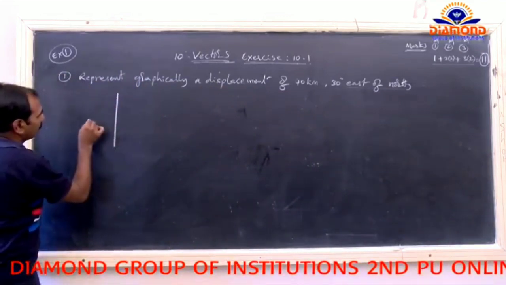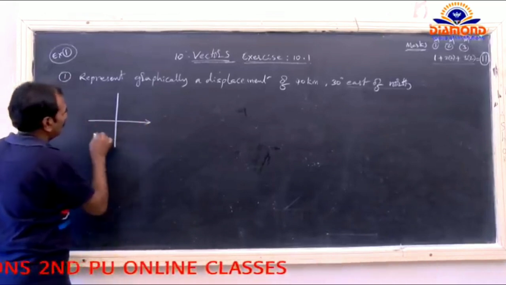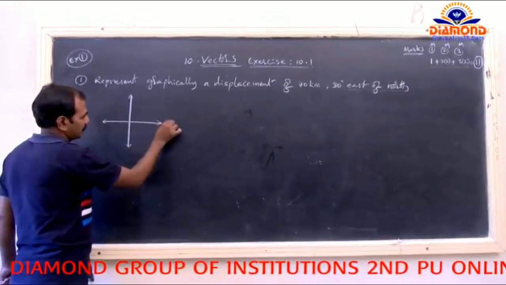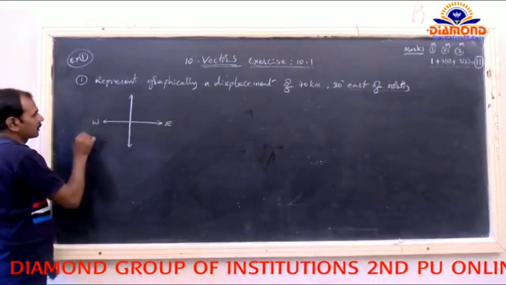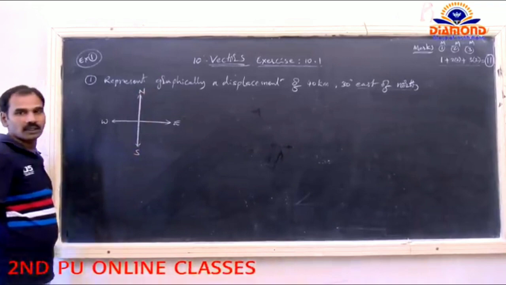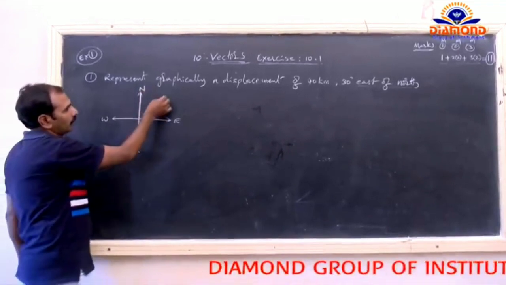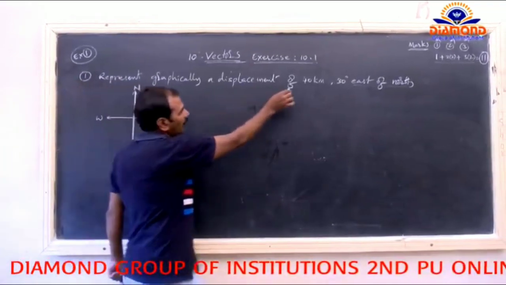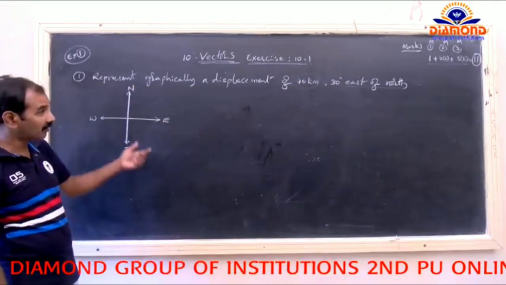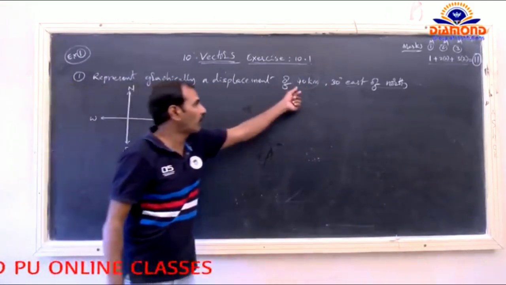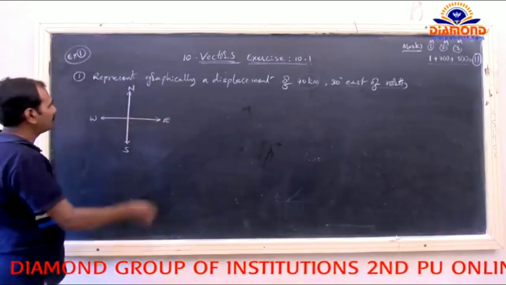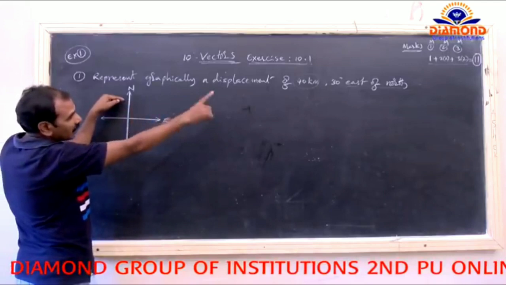sides. It means, if you think it is east, opposite west, east, west, north and south. So here, how many kilometers? What is the displacement? 40 kilometers. The vector displacement is 40 kilometers. What angle is there? 30 degrees. It means east of north.